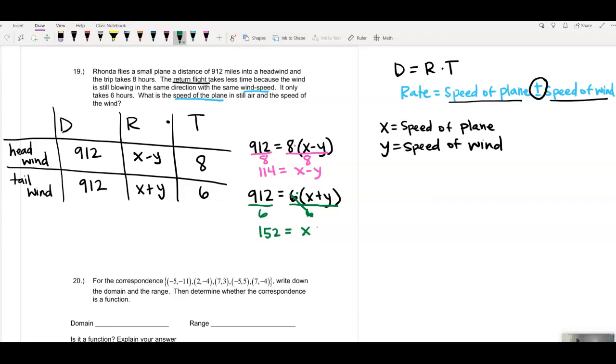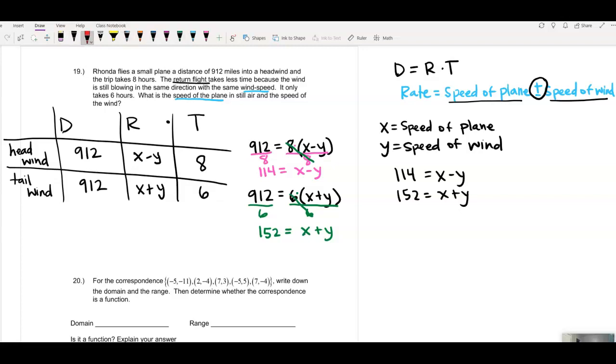152 equals my x plus y. Oh, good. It's got the same thing there that canceled out. All right, so now I have my two equations, and let me write those two over here. So I've got 114 equals x minus y, 152 equals x plus y. And some people don't like it with their variables on the right-hand side. They'd rather have them on the left-hand side. It doesn't matter, but if you like it better that way, you can totally switch this around, right?